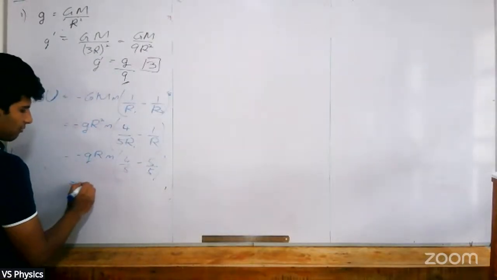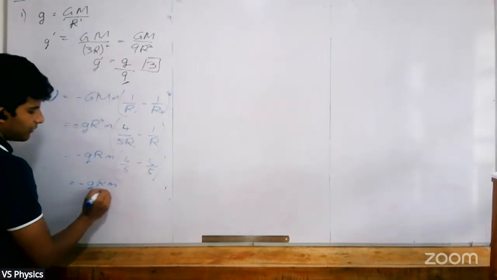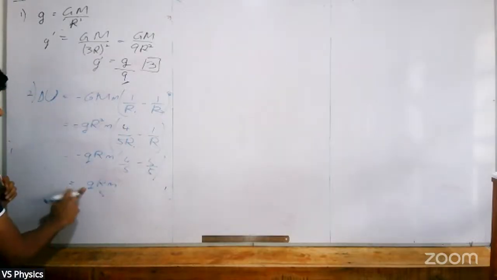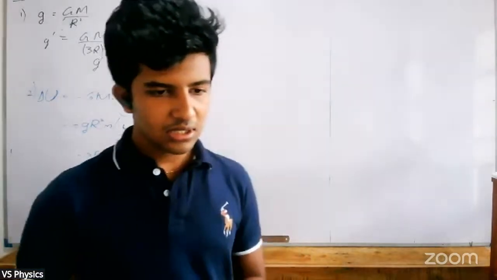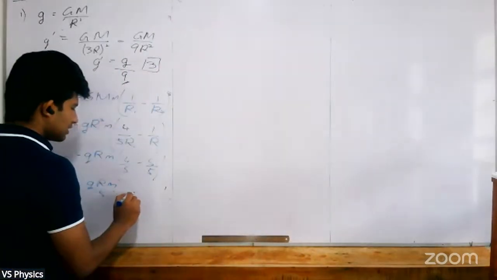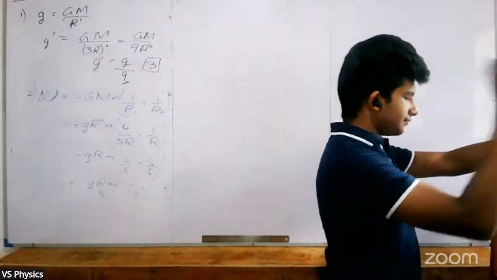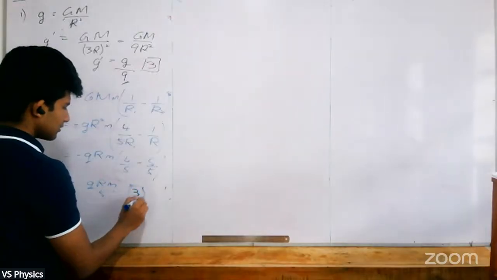What remains is minus g r m divided by 5. Here we have minus 1 over 5, and minus times minus becomes plus, so g r m over 5. Is there such an answer? Yes. So that is the third answer.